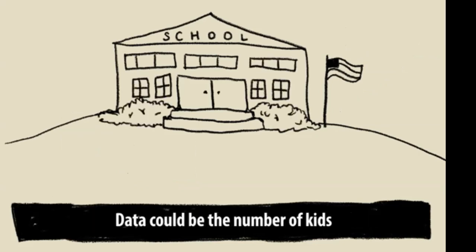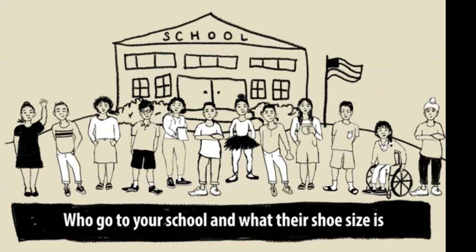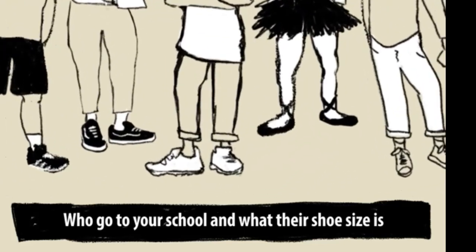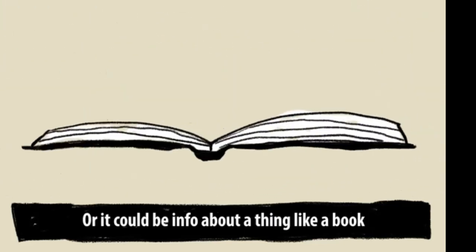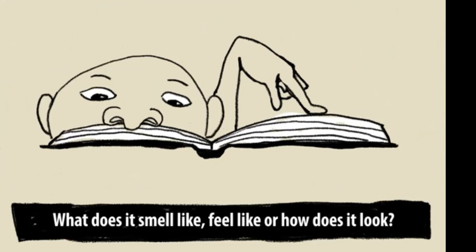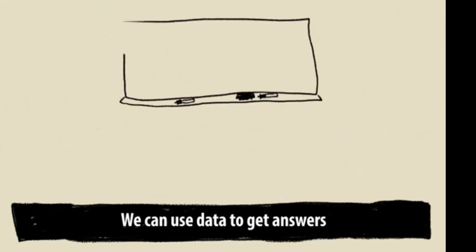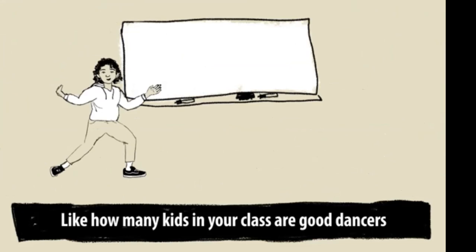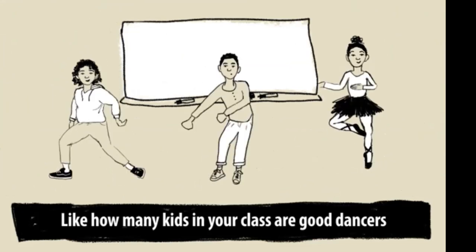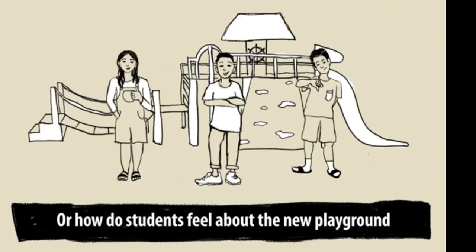Let's go. Data could be the number of kids who go to your school and what their shoe size is. Or it could be info about a thing like a book. What does it smell like, feel like, or how does it look? Okay. These are called an object's properties. What you need to know to understand what it is properly. We can use data to get answers, like how many kids in your class are good dancers, or how students feel about the new playground.